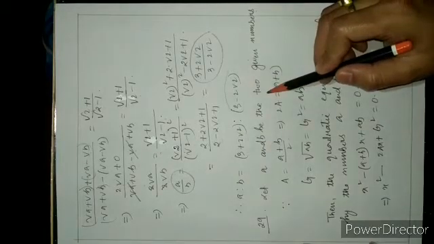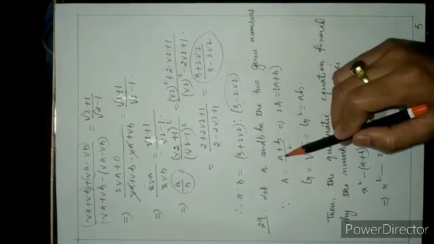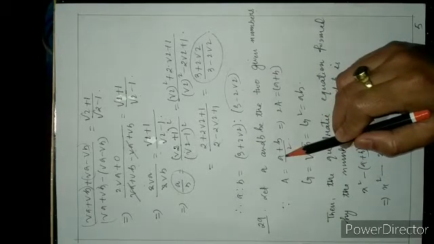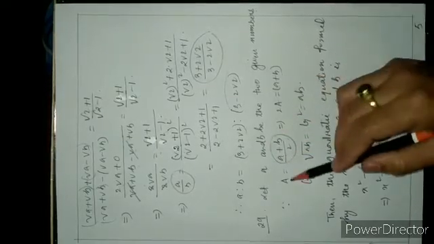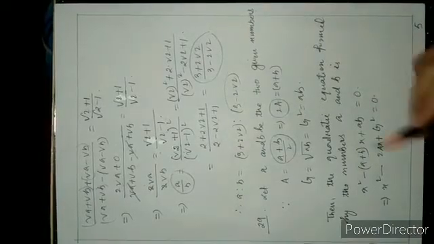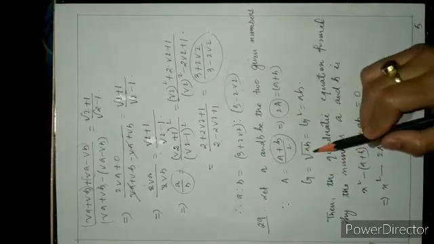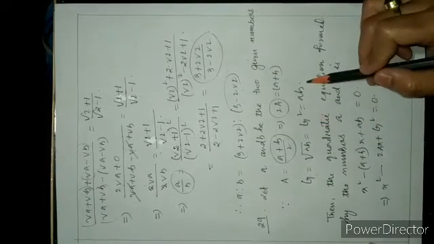Let a and b be the two given numbers. It is given that A is equal to the arithmetic mean between a and b, which is equal to a plus b by 2. So 2 times A is equal to a plus b. And the geometric mean is root over ab; squaring, Z square is equal to ab.